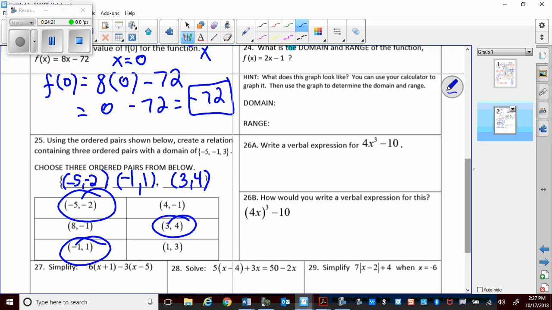Now, 26 says, write a verbal expression for 4x cubed. So first of all, what kind of operation is it when you have a variable next to a number? Is it addition, subtraction? So I'm saying 4 times x what? Cubed. Cubed, that's a 3. X cubed. What's this symbol?